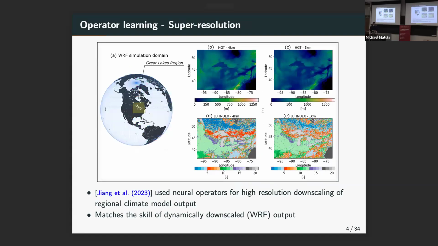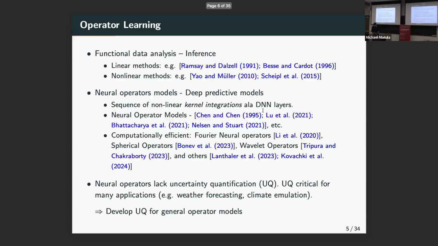And one last area that I wanted to talk about was on using operator models to perform downscaling or to perform super resolution, depending on which community you're coming from. And so the problem here that they worked on in this paper in 2023 was to take these regional climate model simulations that were generated at a 4-kilometer grid and try to predict or downscale them to a 1-kilometer grid. And so again, they were able to show that their model was able to meet or exceed the skill of dynamical downscaling systems, but to do it at a much lower computational cost.